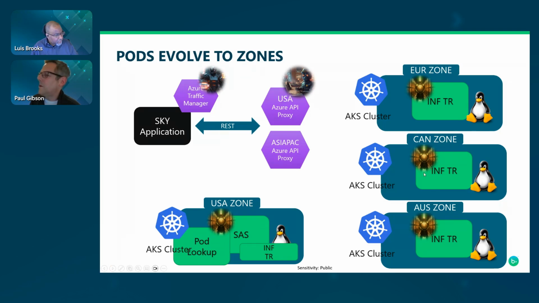So we have a European zone, a Canadian zone, an Australian zone, and a USA zone. And we have a few services that are centralized in USA, like pod lookup and SAS. But then usually anything that touches the client data is in that zone. That way we have this ideal I talked about where if you're a customer in Australia, with an application in Australia, all that network traffic is going to stay over in that zone. And we don't have to worry about the global latencies that can creep in.